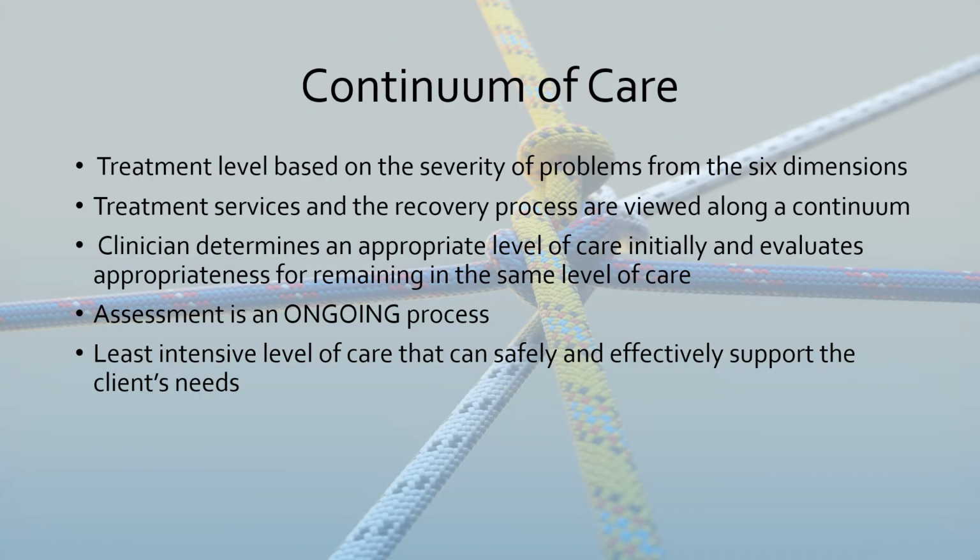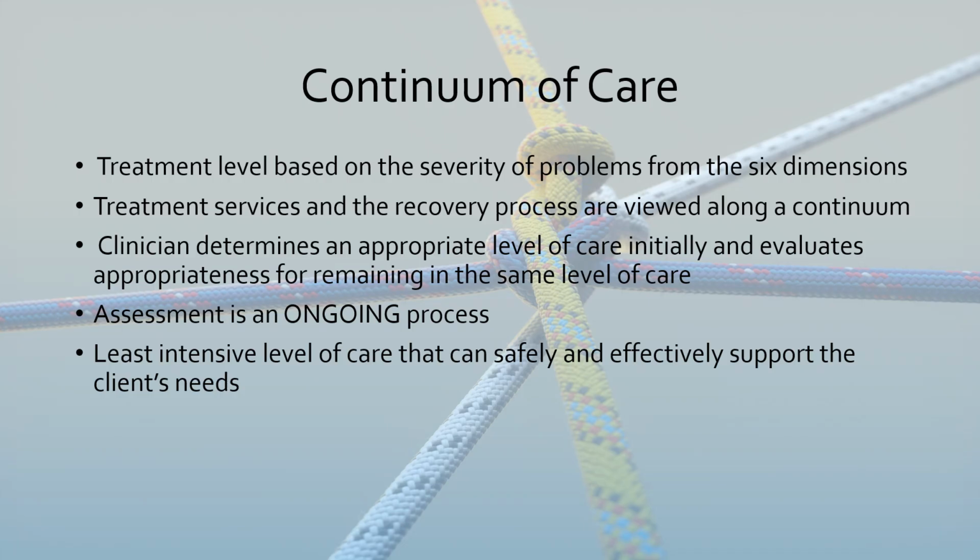So you as the clinician will determine an appropriate level of care initially, but then on an ongoing basis, we evaluate the appropriateness for the client remaining in that same level of care. So you'll hear terms like continued stay review, utilization review, ASAM review. This implies that we're doing assessment on an ongoing basis and we're making sure that our recommendation fits with the level of care somebody's receiving. So assessment is done upfront initially prior to treatment, but it's also an ongoing process.